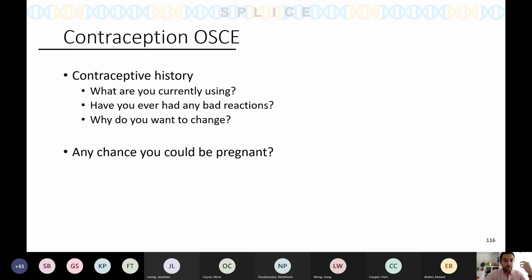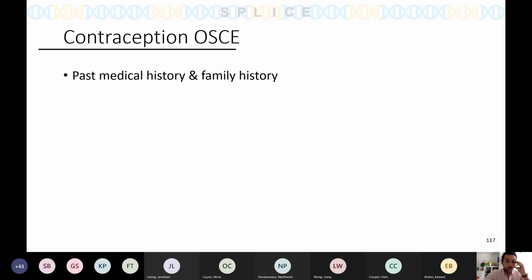Go through their contraceptive history. Have they ever used any before? Are they currently using any? Have they ever had any bad reactions before? If so, why do you want to change? Any chance that they could be pregnant, because sometimes you can't start it if they're pregnant. So important things to go through. Past medical history and family history is where it gets a bit important, and the specific things you need to ask about.